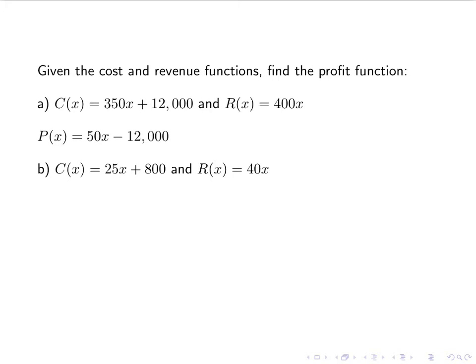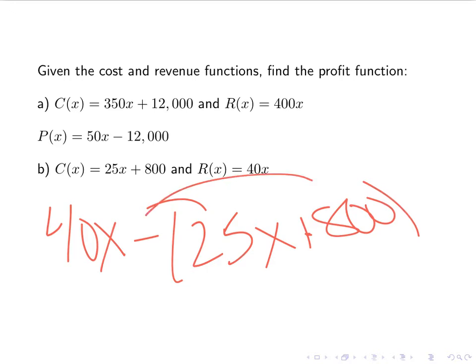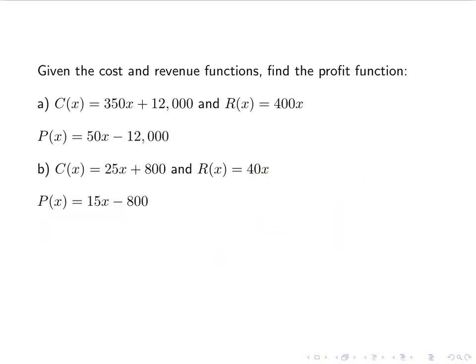How about if the cost function is 25x plus 800 and the revenue function is 40x? So again, we take the 40x and subtract both parts of the cost function. So 40x minus 25x minus 800. That'll give us 15x minus 800. And again, the y-intercepts are just opposite signs.